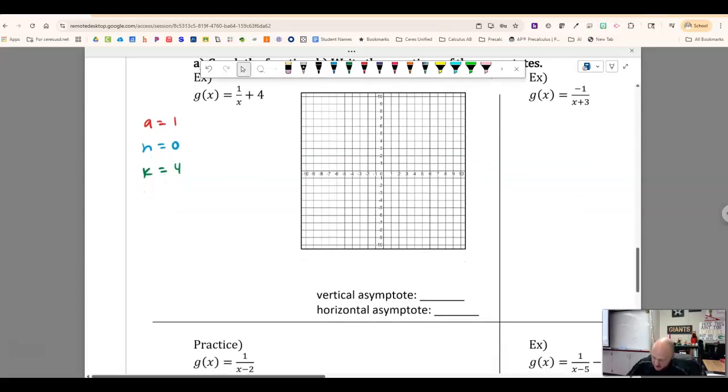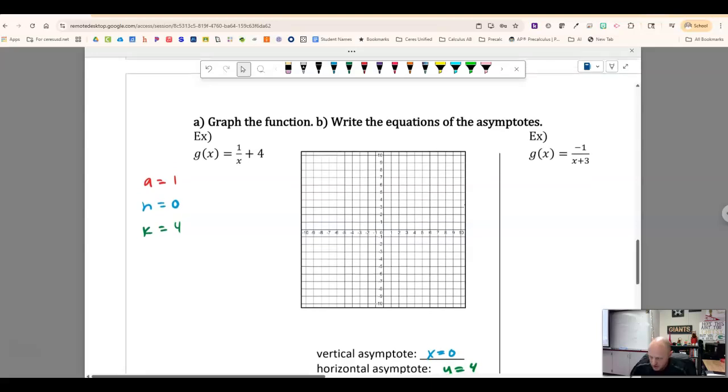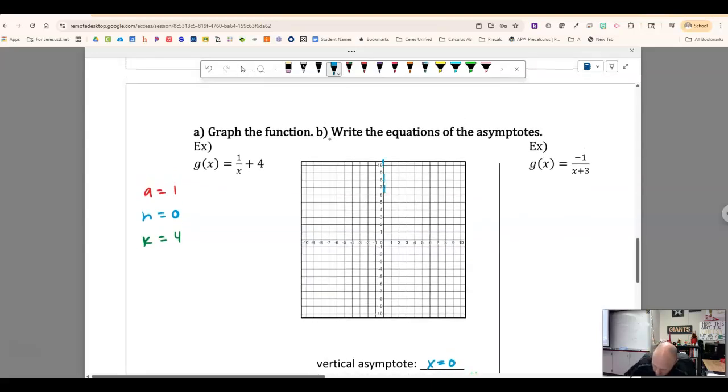What this means is that my vertical asymptote is 0 and my horizontal asymptote is 4. So I'm going to note that here. I don't have any horizontal translation, so I'll leave my vertical asymptote right at 0. And the horizontal asymptote is moving up 4 because we have a k value of 4, shifting our whole graph up 4. That's really step 1, and then graphing the asymptotes is step 2.